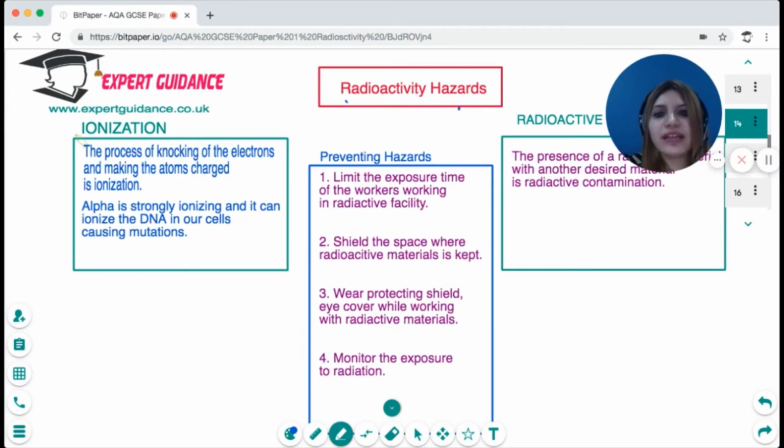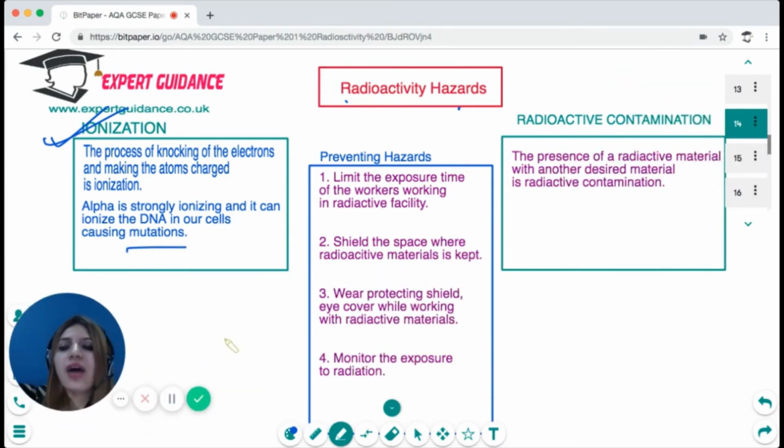Now the radioactive hazards are two. First is ionization. The process of knocking off electrons and making the atom charged is ionization, and alpha particles are strongly ionizing. If anybody is exposed to alpha particles, they can ionize the DNA, cause damage to the cells and cause mutation. And at times, our particular matter or any atom can get contaminated with a radioactive element, and that will pose the risk of radioactivity. So that is known as radioactive contamination.